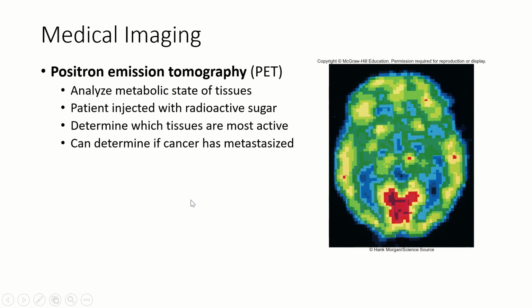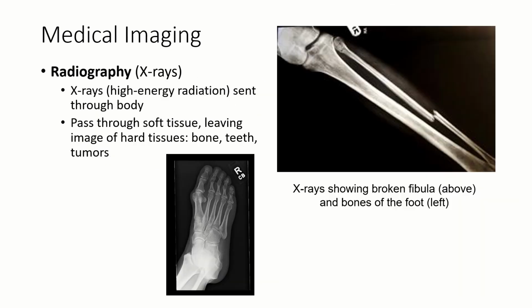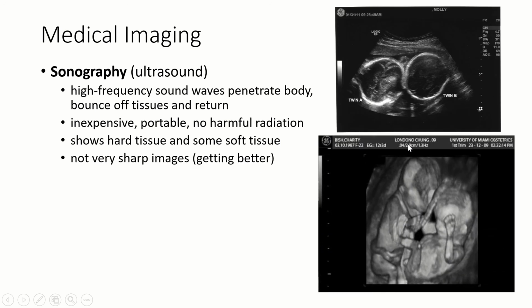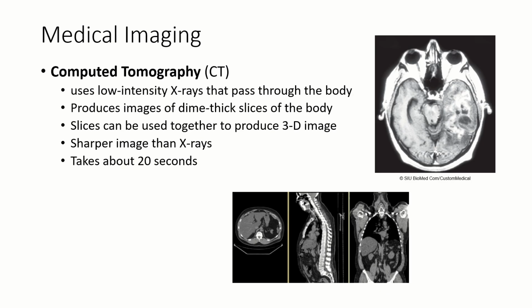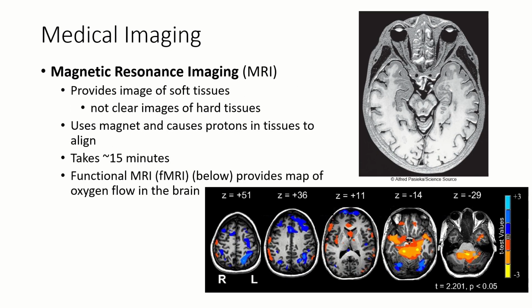So our sources of medical imaging: X-rays or radiography. Let's go over these really quickly. Radiography uses X-rays, very good images of hard tissue. Sonography uses sound waves, good images of soft tissue. Neither of those, by the way, can penetrate the skull. Computed tomography, CT or CAT scan, can create a 3D image of the body, uses radiation. MRI uses a giant magnet.